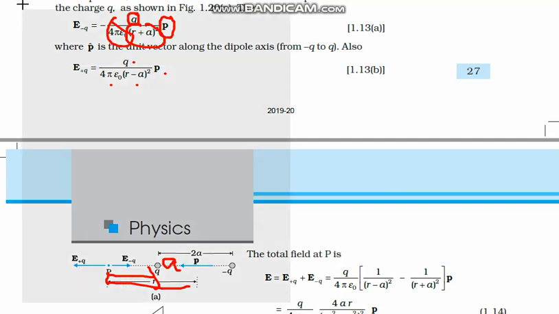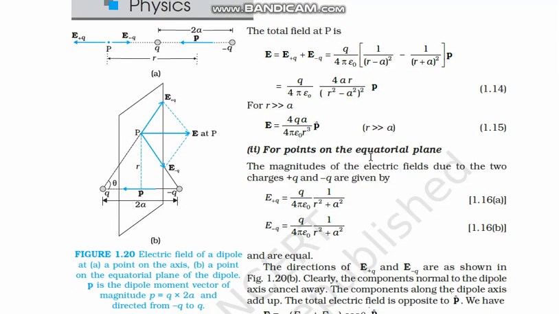Now let us calculate the total electric field. For calculating the total electric field, we must add these two. So q upon 4 pi epsilon naught is common, 1 by r minus a square minus 1 by r plus a square, and that direction is also the same. When you solve this equation, please solve this, it is a simple case of r minus a square and r plus a square. You will get this form, q upon 4 pi epsilon naught, which is common, and there comes a factor 4ar, and below you will get the square of this.